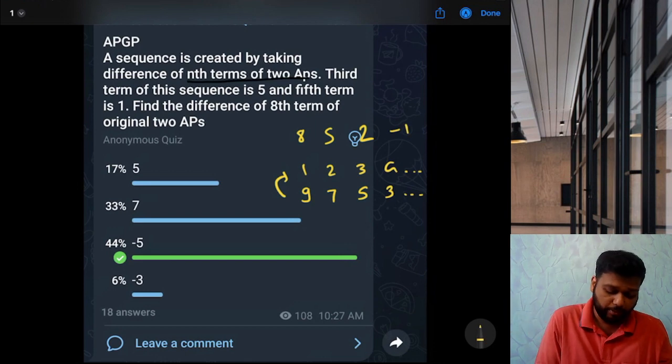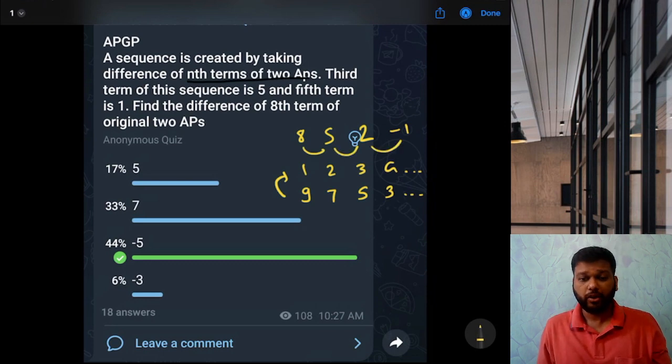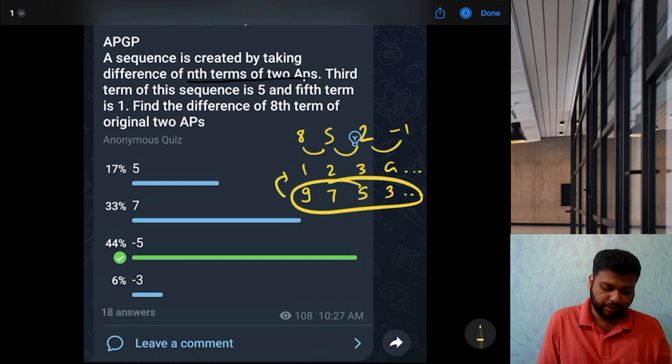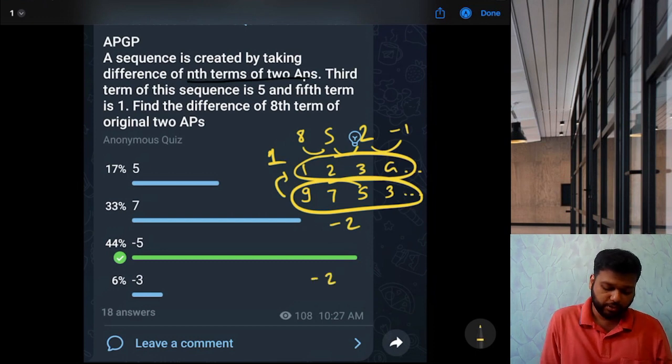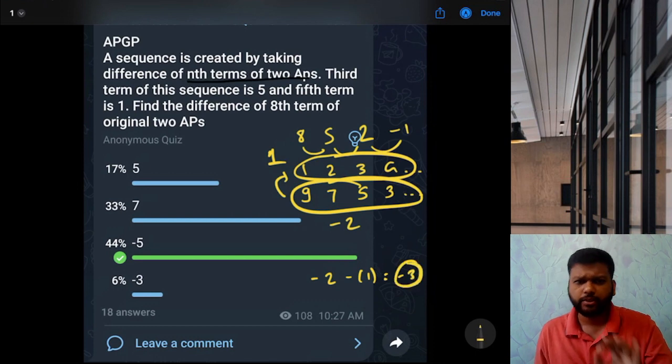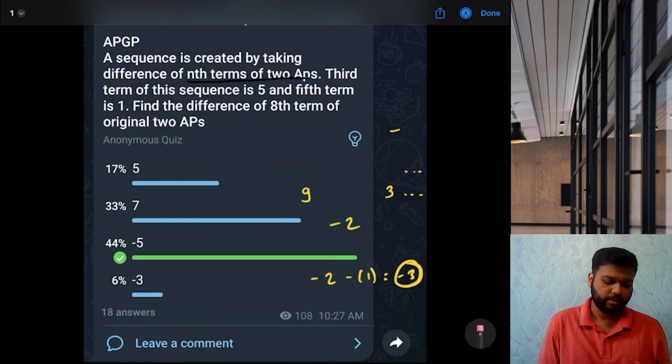Why? The common difference is minus 3, right? How? Because for this AP common difference was minus 2, for the first AP common difference was 1. So when we subtracted first AP from second AP, it became minus 2 minus 1, which is minus 3, right? So the sequence is also going to be an arithmetic progression, right? So let's forget about all this.